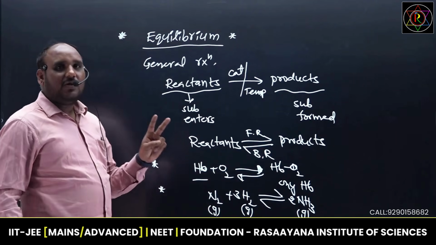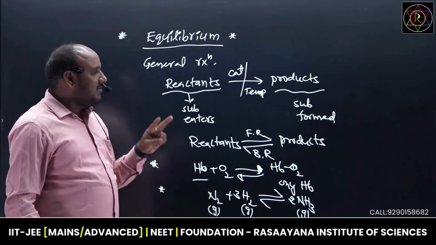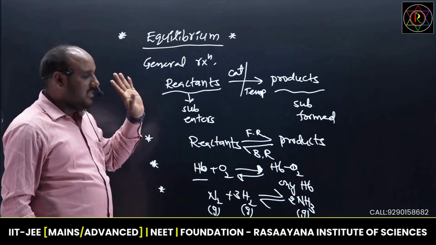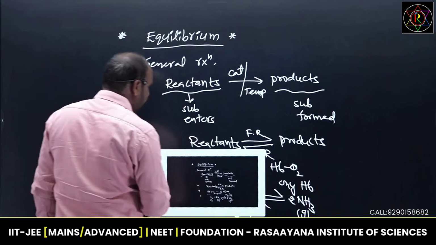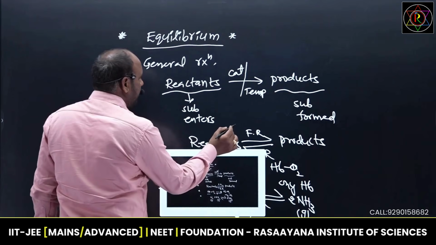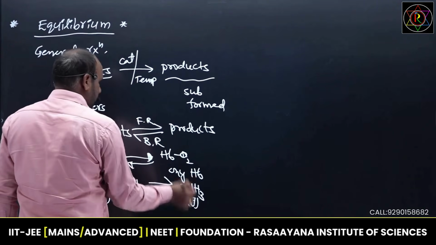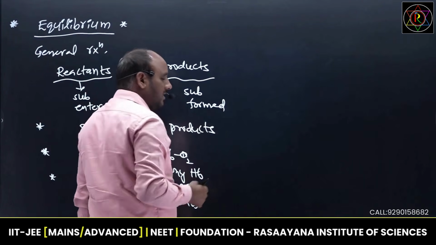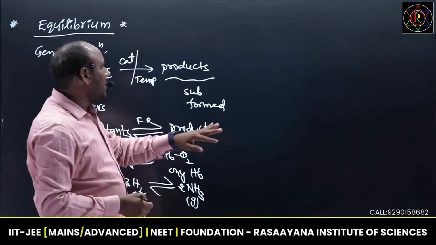So we use two conditions: one is the concentration and the other one is the rate. With the help of that we are going to explain the equilibrium, right? Reactions are generally of two types: reversible and irreversible reactions.